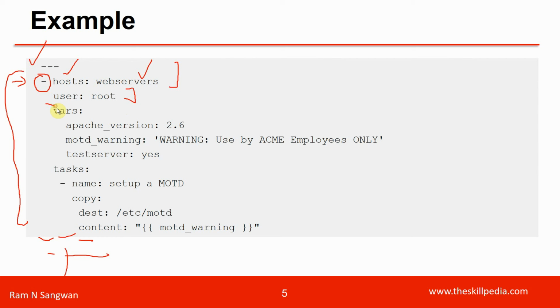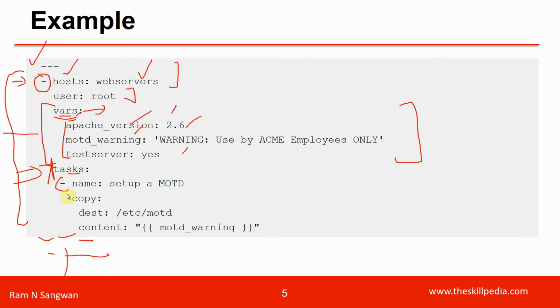This is the second section, the variable section, where we define the variables. And as you can see, the variable section starts, and the variable section ends, because the indentation ends here. So whatever is under vars, because we have multiple variables, this indentation identifies that these are all the variables. So inside vars we define which Apache version we are using, this MOTD warning, some message we are displaying, test server. We are not interested in the values currently, but yes, we need to understand this section-wise. Then we start the task.